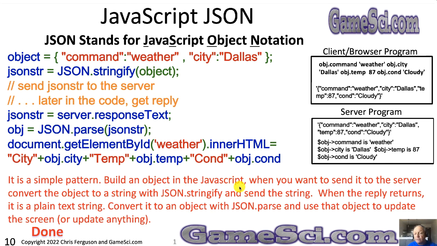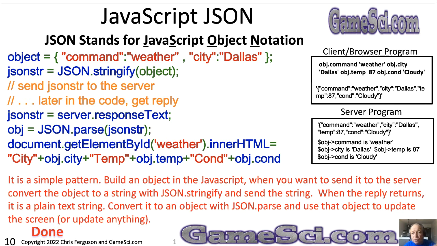Build an object in JavaScript. When you want to send it to the server, convert the object to a string with JSON.stringify and send the string to the server. When the reply returns, it is a plain text string. Convert it to an object with JSON.parse and use that object to update the screen or update anything you want.